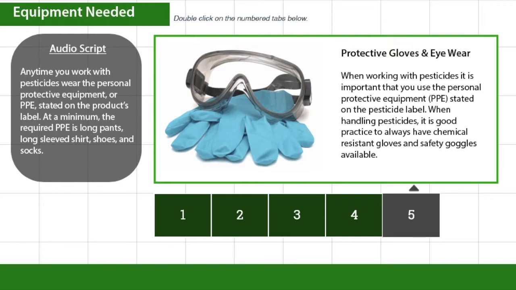Anytime you work with pesticides, wear the personal protective equipment, or PPE, stated on the product label. At a minimum, the required PPE is long pants, long-sleeved shirt, shoes, and socks.